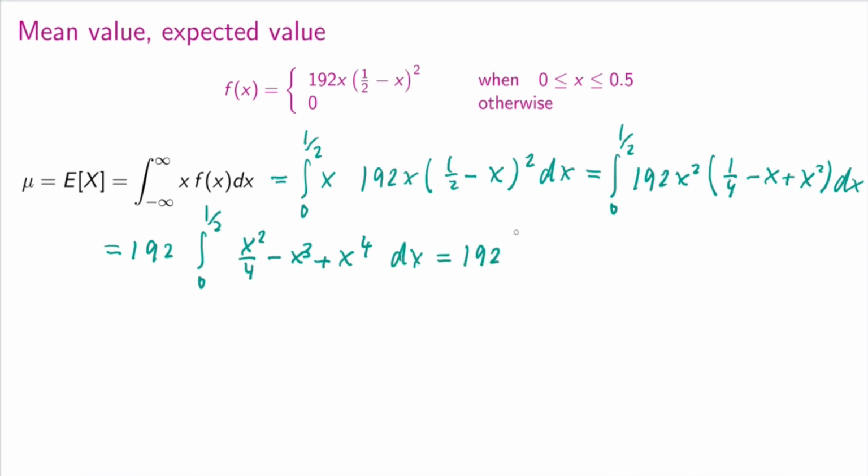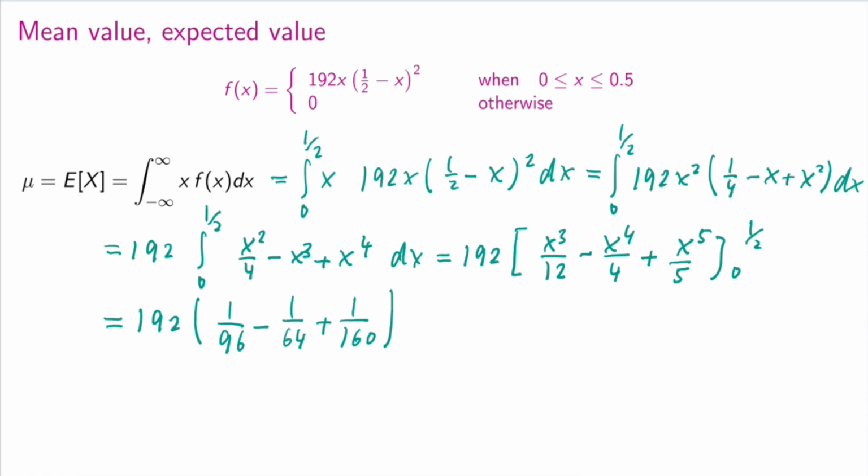Doing the antiderivative gives me x cubed over 12 minus x to the 4 over 4 plus x to the 5 over 5. Yeah, and then we sub in the 1/2. Okay, (1/2) cubed is an 8th, to the 4 is a 16th, and (1/2) to the 5th is 1/32. So then we can calculate this all out. It is 192 times (1/96 minus 1/64 plus 1/160). Now finding a common denominator, this becomes 192 divided by 960. I must admit I prepared this in advance. And so then this is a fifth, and a fifth is also 0.2.